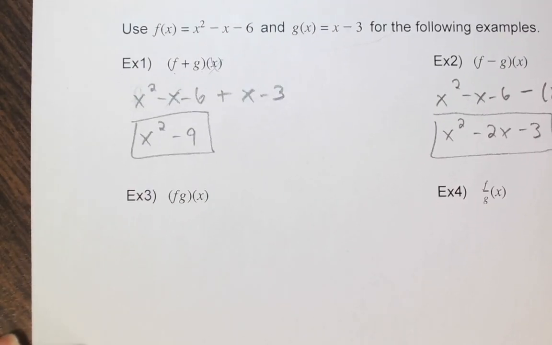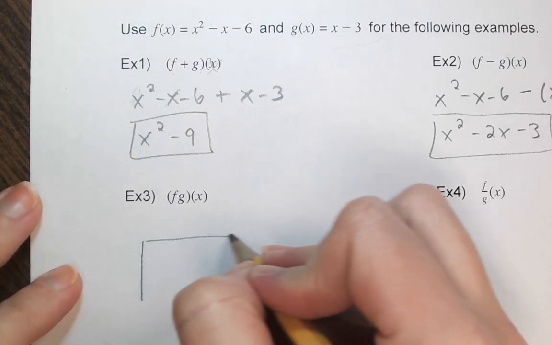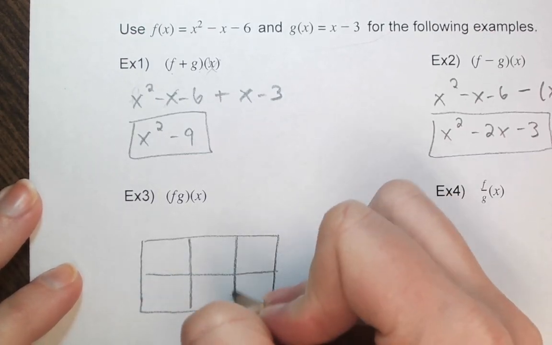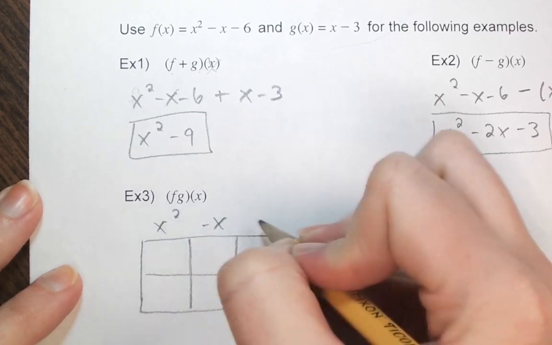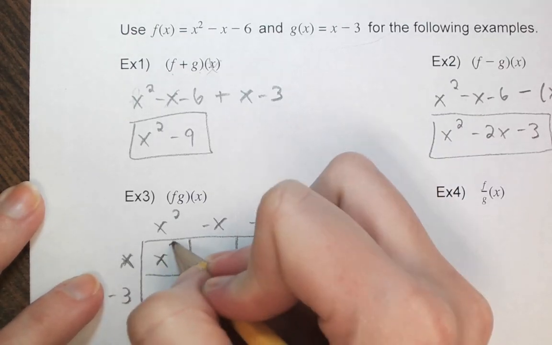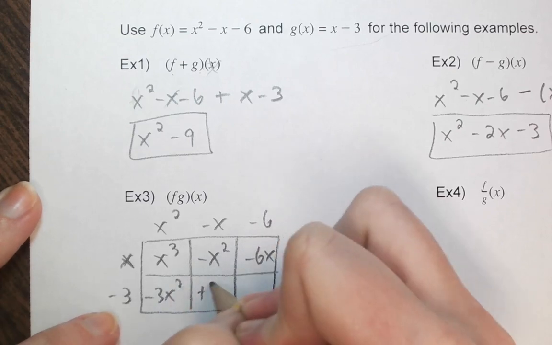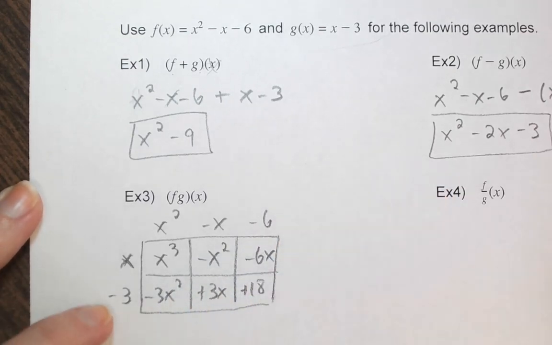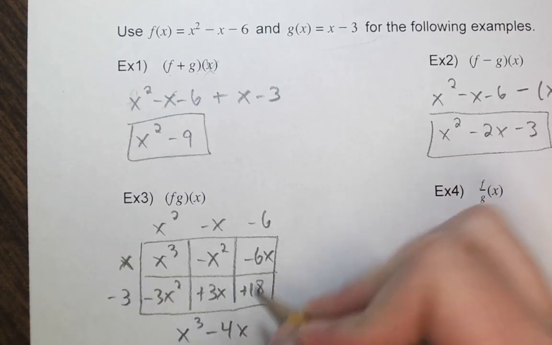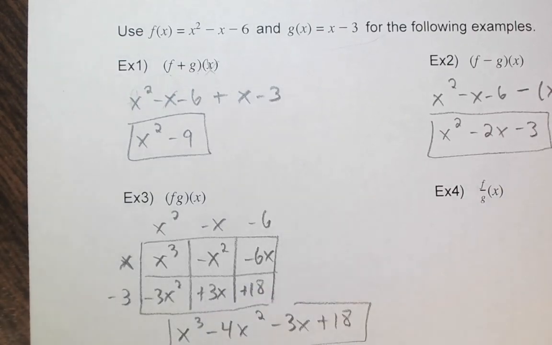Example 3, we are multiplying them. So you can do the double distributing, or I like to do the box method. So I'm going to set that up. If you want to do the double distributing, you can. It's up to you. So we're going to multiply into each of the boxes here, and then combine like terms.